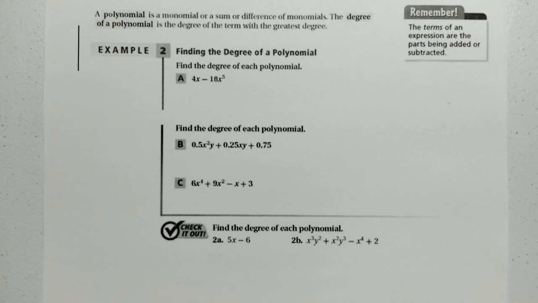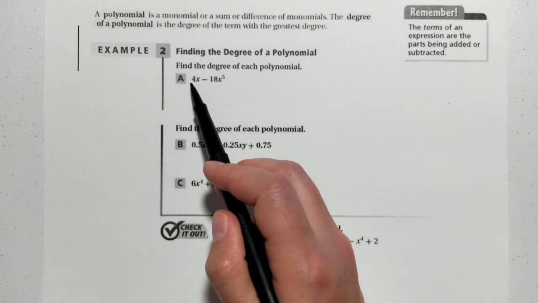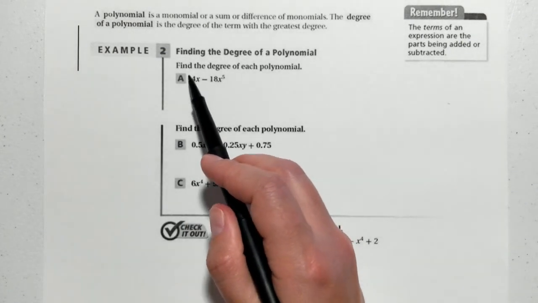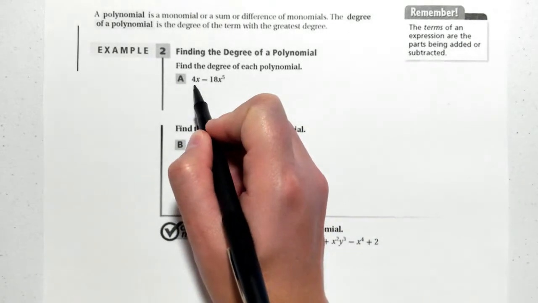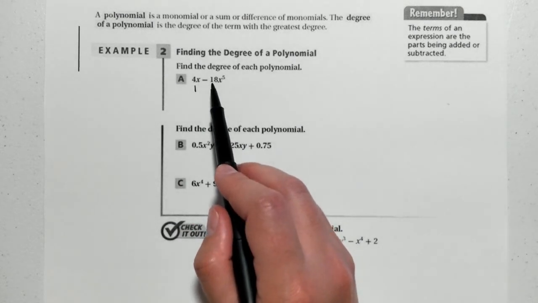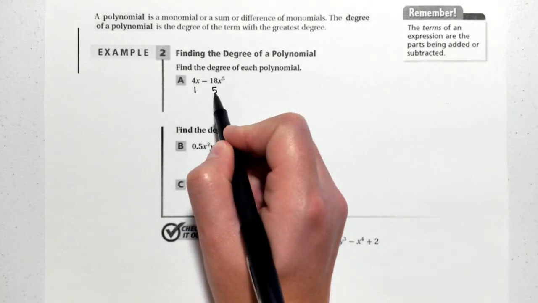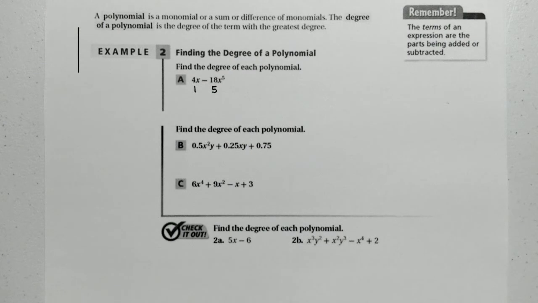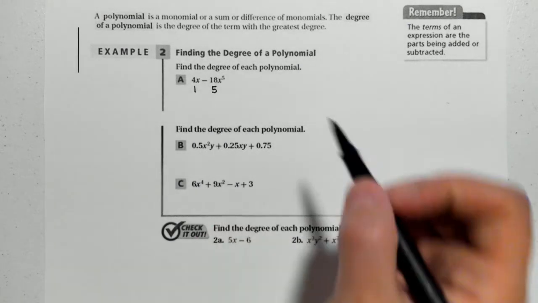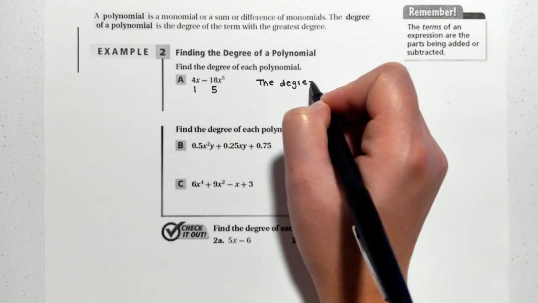So first we're going to look at A, which is 4x minus 18x to the fifth power. 4 has a degree of 0, x has a degree of 1. So the monomial 4x has a degree of 1. 18x to the fifth. 18 is a constant, so it has a degree of 0. X to the fifth has a degree of 5. So the whole monomial has a degree of 5. Now to determine the degree of the polynomial, we look for the greatest degree of the monomials. So 5 is the greatest, so that means the degree of the polynomial is 5.